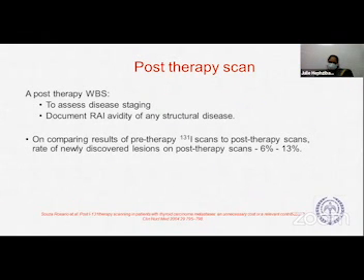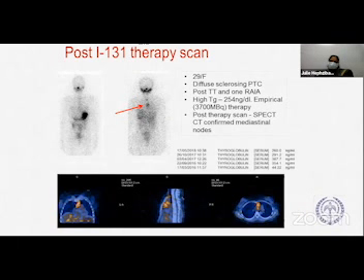And coming to the post-therapy scan, why do we do a post-therapy scan? This is to assess the disease staging and document activity of any structural disease. On comparing results of pre-therapy and post-therapy scans, at least 6 to 13% of newly discovered lesions have been seen. This is a case of a 29-year-old patient who had diffuse sclerosing PTC. Her iodine scan was negative and thyroglobulin was going up, whereas the post-therapy scan showed mediastinal nodal uptake that was also confirmed with the SPECT CT that you can see below.